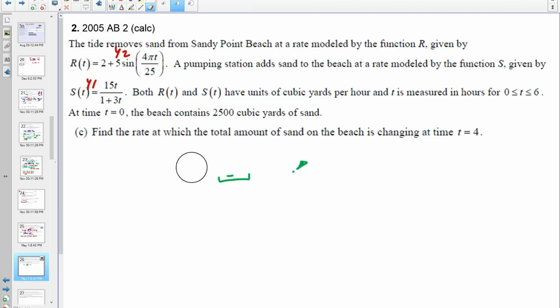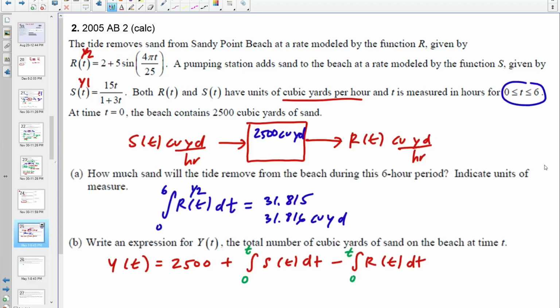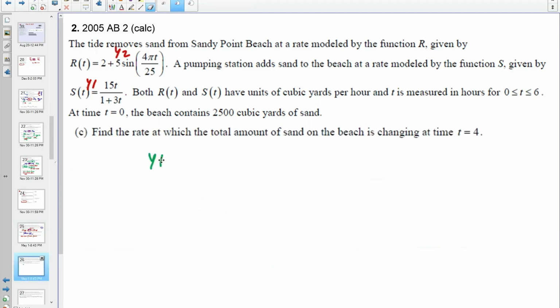All right, so this really will just be y1. If I grab this picture here, it'll be y1 minus y2 at whatever time they're specifying. That's the net rate. So I'm going to do y1 minus y2 at time 4. So this will be really y1 at time 4 minus y2 at time 4.